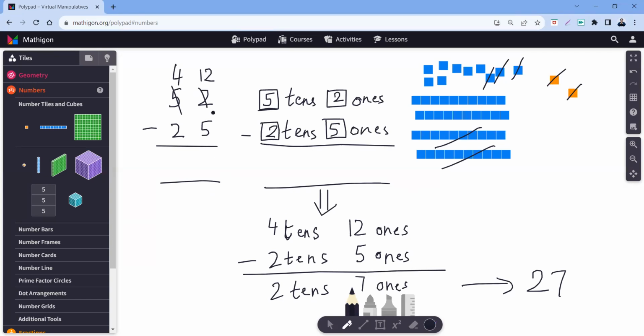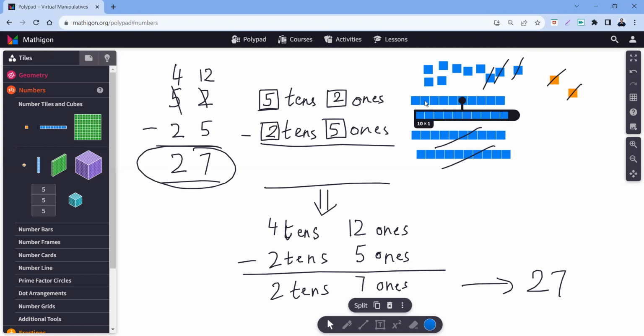Same thing, right? Then from the 12, we subtract the 5. When we do that, we get a 7. Now 4 minus 2 is 2. See, the same 27 came. Same 2 tens and 7 ones. I will show you where the 2 tens are also. See here, 2 tens and 7 ones. This is how subtraction actually happens.